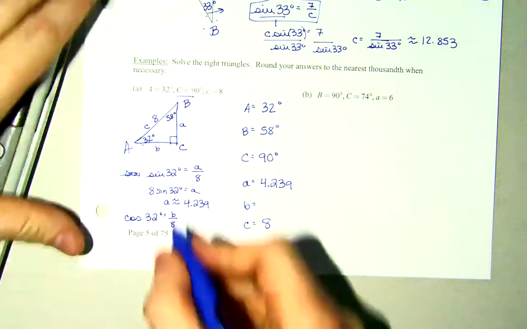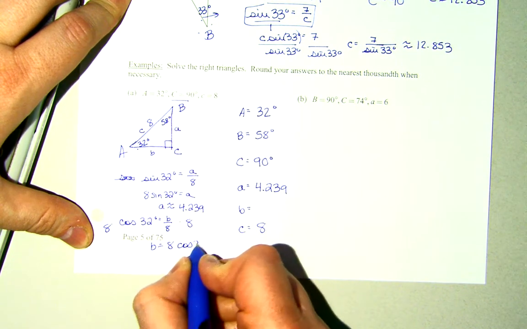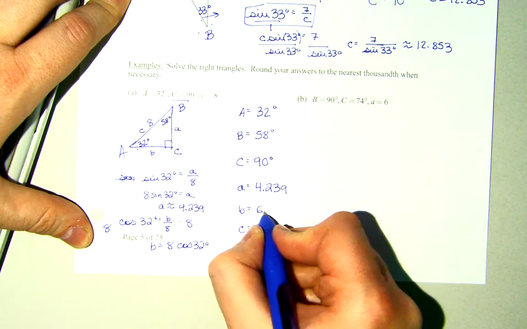Do you guys see where those are coming from? Those of you who are waiting to see the work. Okay, well, multiply both sides by 8. B is going to equal 8 cosine 32. How about like 6.784?